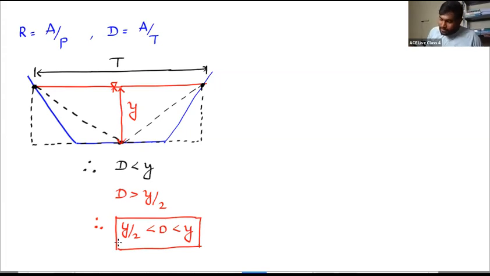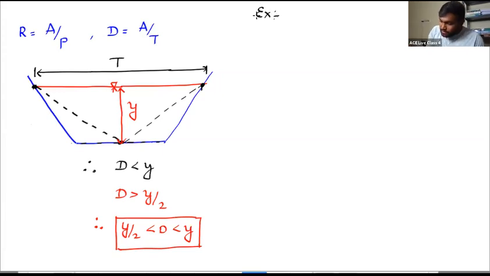So let's say, for example, I hope you understood this. So instead of that, now I will reduce everything. Because you know that anyways the D value is going to be Y only for the rectangle. So if you take any other channel other than the rectangle, the D value is always going to be less than Y.